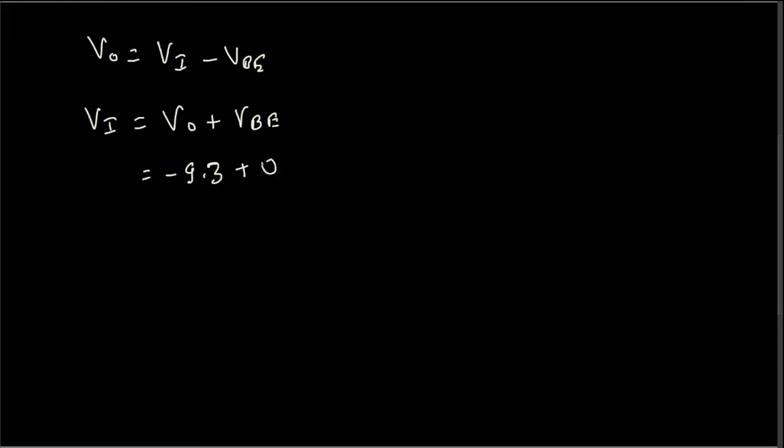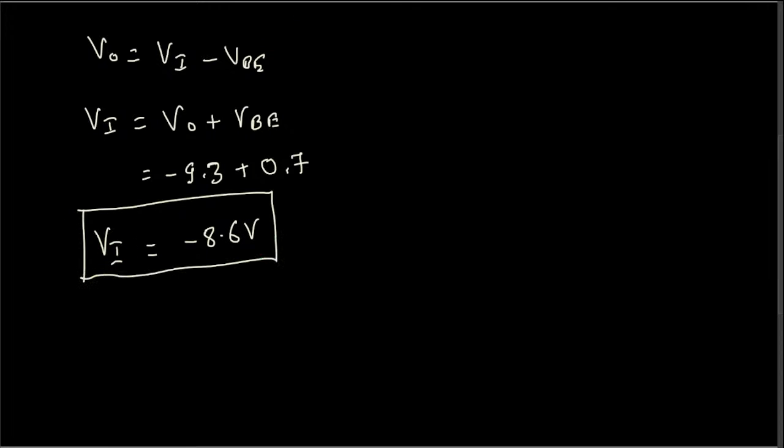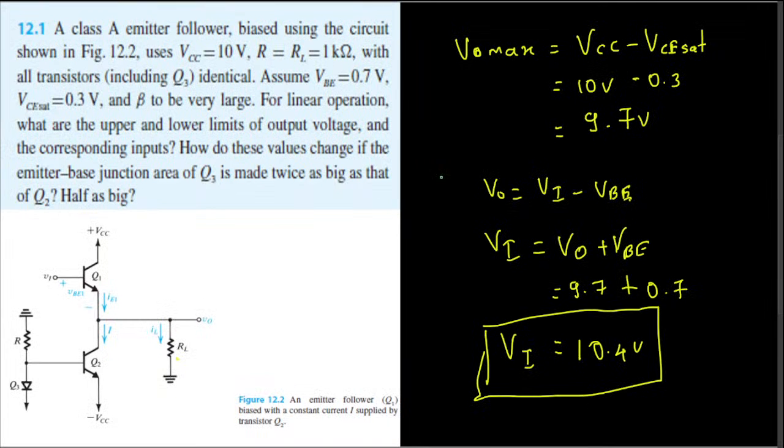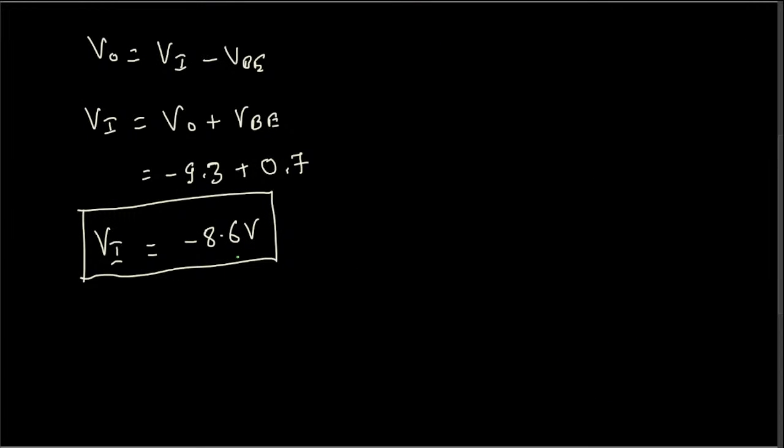and then VBE we know is 0.7, and that comes out to be negative 8.6 volts. And this is the input voltage when the output is minimum. So when the output is maximum, the input voltage is 10.4. When the output is minimum, the input voltage is negative 8.6. Okay, this is the first case.